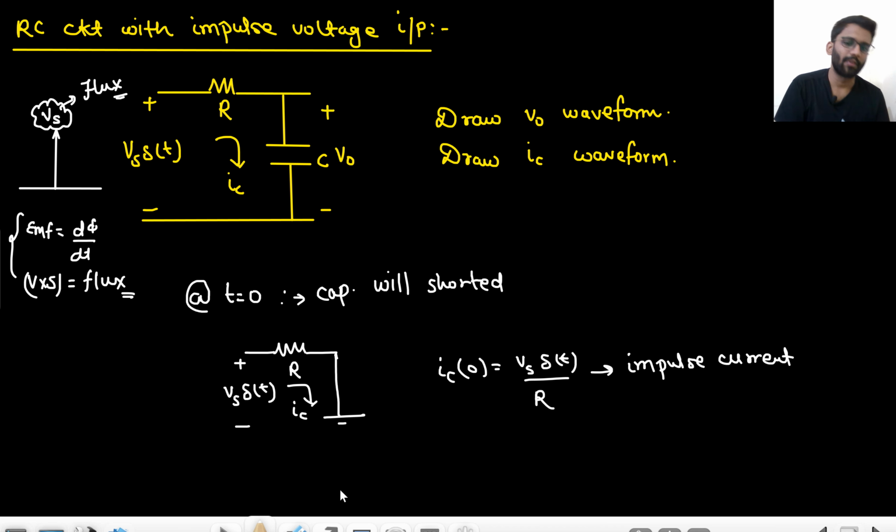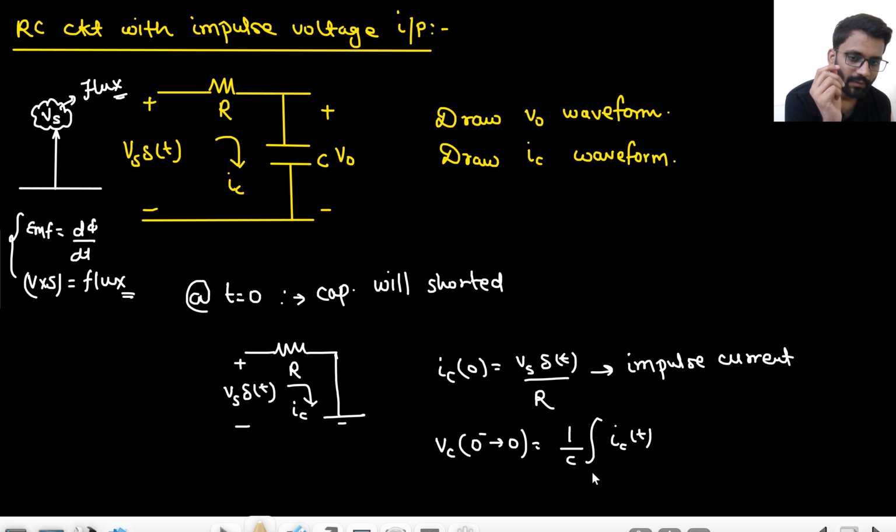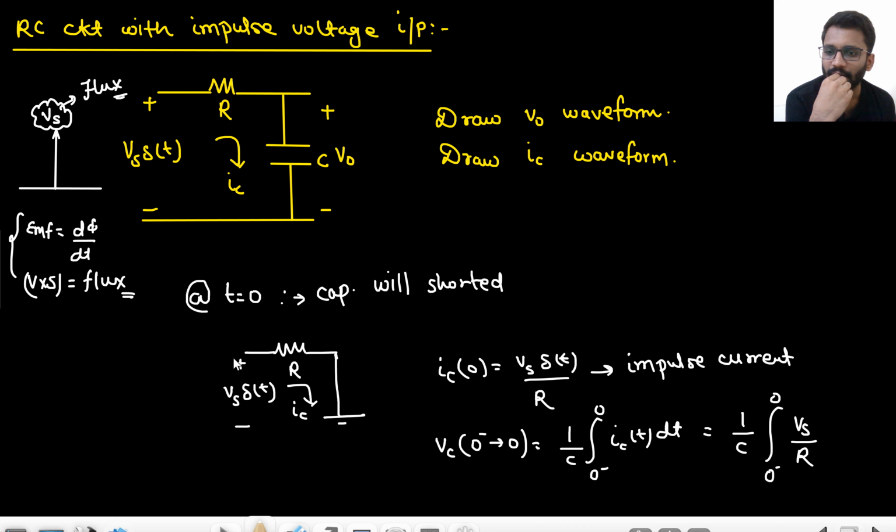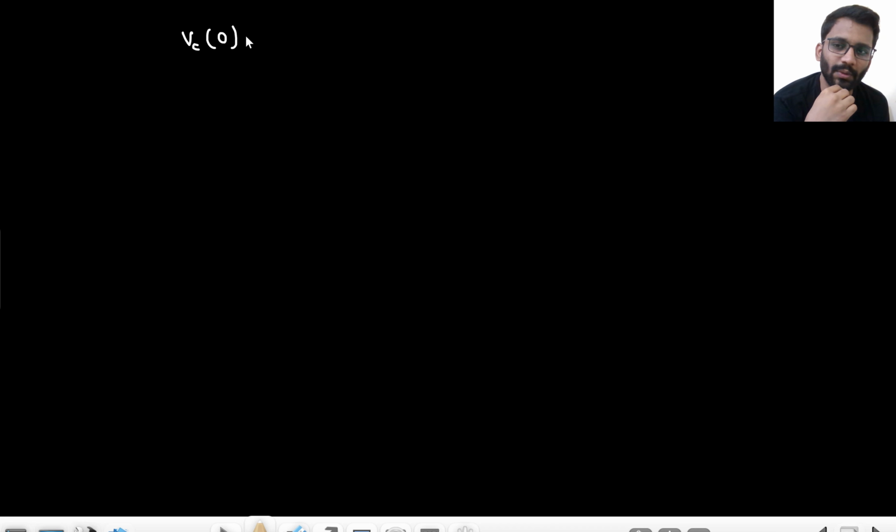Impulse current. What will happen? This Vs by R delta t current will flow through the capacitor and it will charge the capacitor, right? So what will be Vc value? Vc value from t equals to 0 minus to t equals to 0. From 0 minus to 0 you can write. So Vs by R, because this current is only there at t equals to 0 only, right? So I will write it as 1 by C integral of ICT dt from 0 minus to 0, delta t. So it would be 1 by C integral from 0 minus to 0 of Vs by R delta t dt. So basically our voltage at t equals to 0 would be Vs by Rc integral from 0 minus to 0 of delta t dt. It would be Vs by Rc.